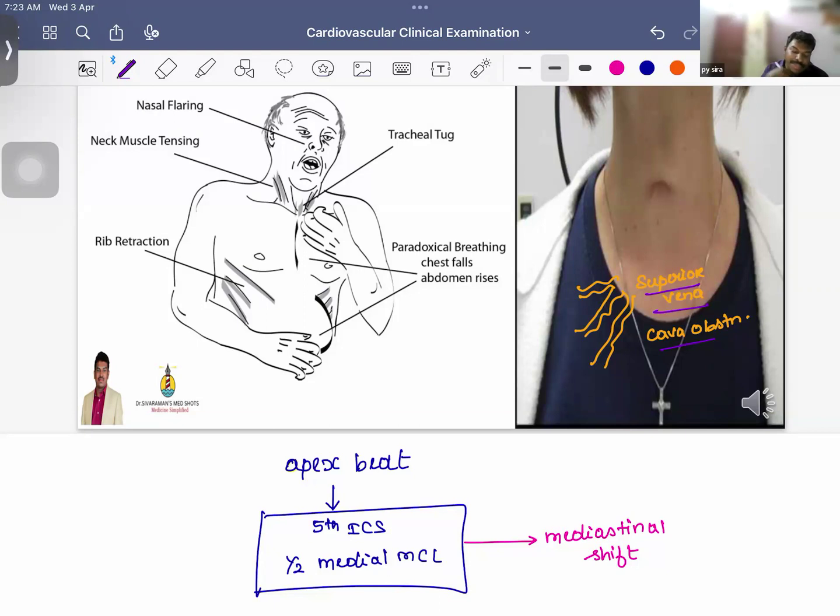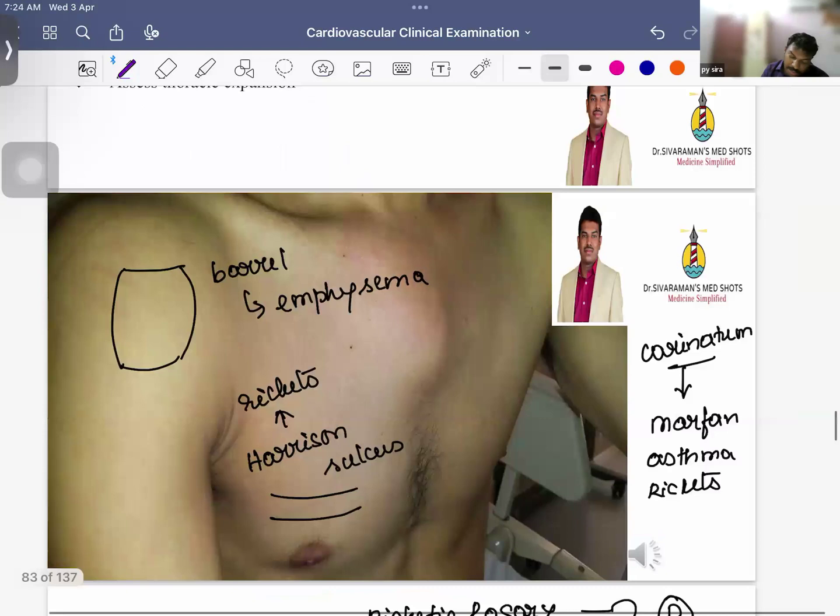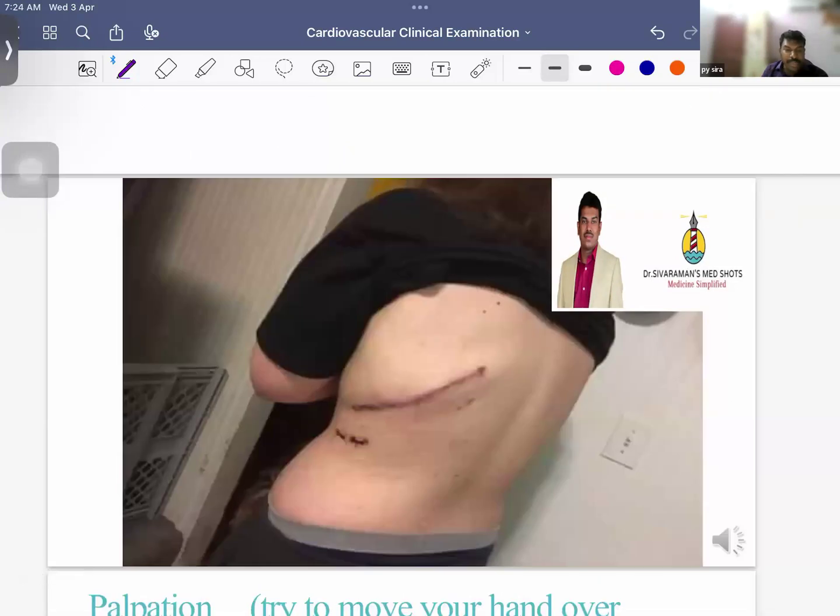Then next, you are going to look for any scars. If there are intercostal scars, there is a high chance of the patient having a drained pleural effusion, empyema, or pneumothorax. Or the patient can have discharging sinuses. These are all very, very important things you must observe and mention in inspection.